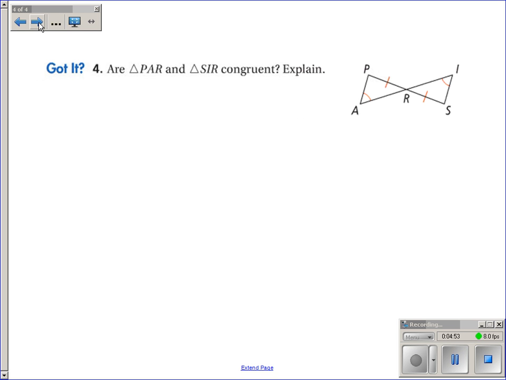Last one. Are triangle PAR and triangle SIR congruent? Explain. Looking at this picture, the first thing that I see are the vertical angles. So this must be congruent to this because they're vertical angles. And the next thing that I look at is the ordering of the angles and the sides. By angle, angle, side, angle, angle, side, they must be congruent. So the answer is yes, by the angle, angle, side theorem.